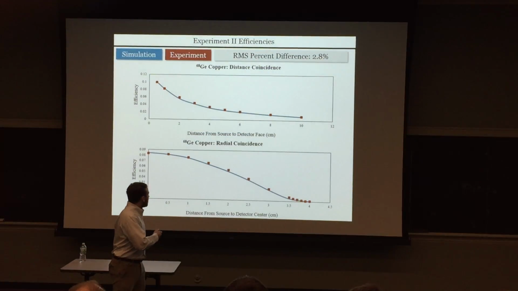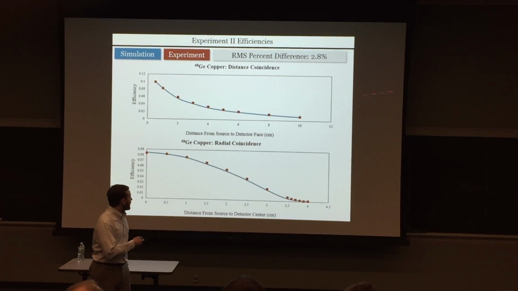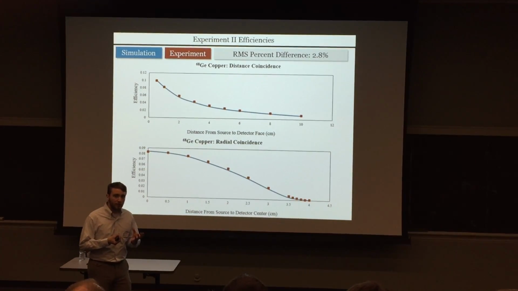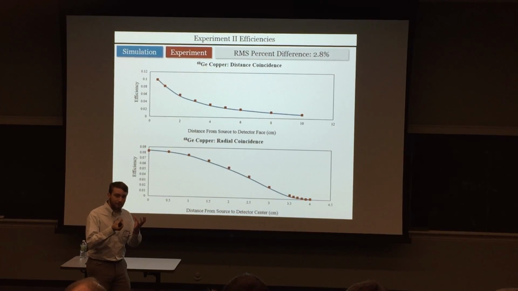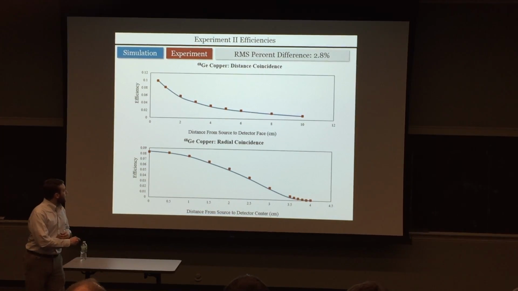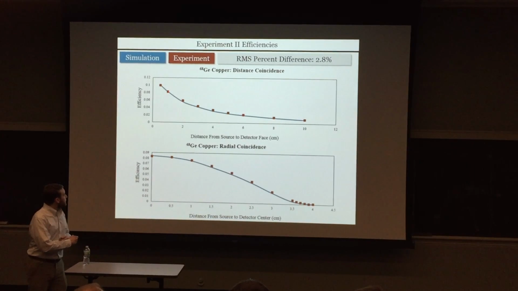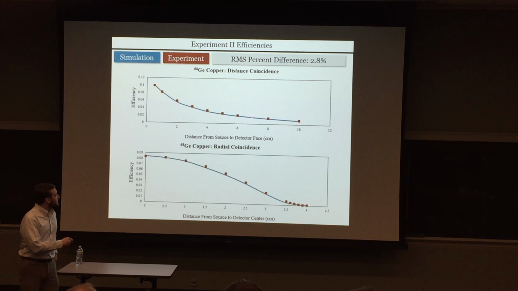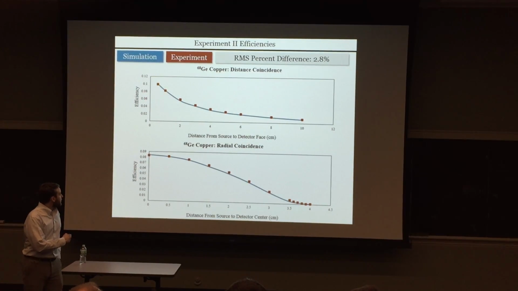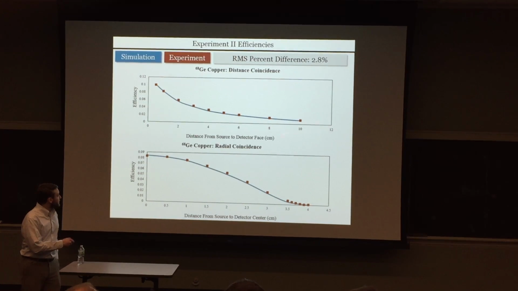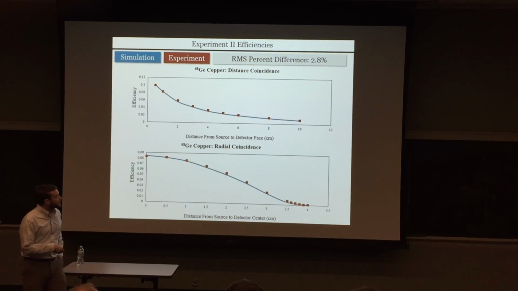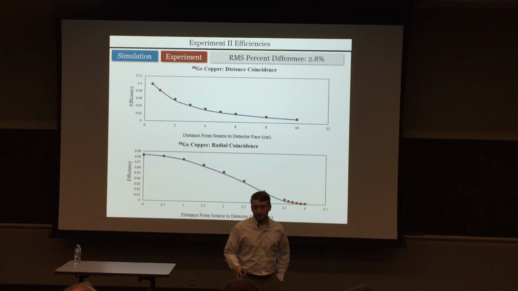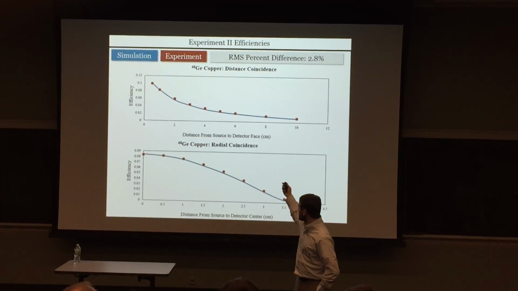Now, for our results, we had data sets where we moved the detector further and closer away from the source. We also moved the source parallel to the face of the detector. And at the top, that's where we're moving the detector. Again, we have the blue curve from the simulation and the orange plots from the experiment. You have the efficiency on the y-axis and the different distances on the x-axis. The root mean squared percent difference for these experiments was 2.8%, the difference between the experiment and the simulation.